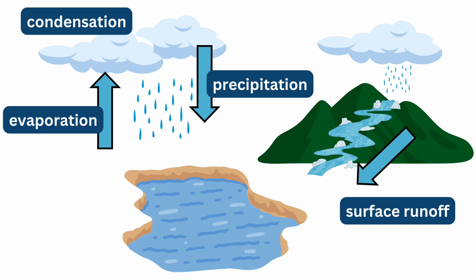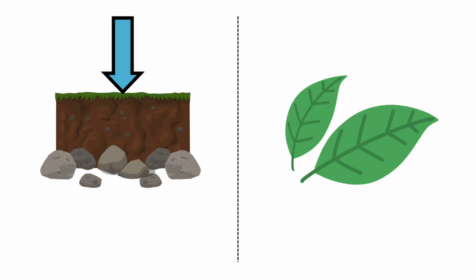This is called surface runoff. Eventually, this water does make it back to the big body of water, or it evaporates and starts the whole cycle over again. Now, there's two other things that can happen. When we have surface runoff, sometimes the water gets absorbed into the soil.